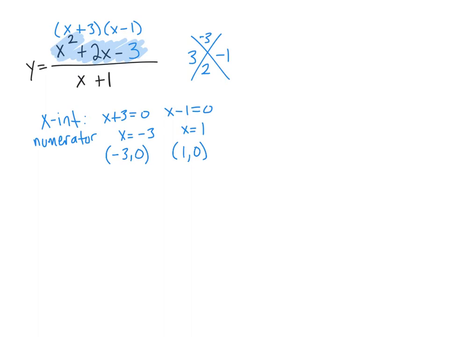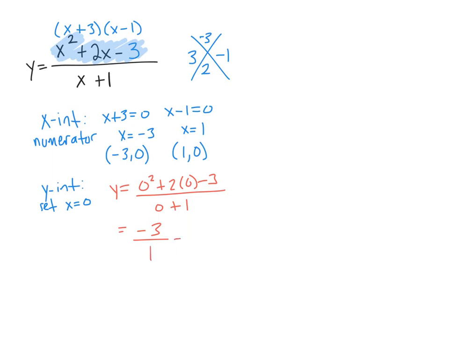Okay, now let's check out my y-intercept. Remember, I'm going to set x equal to 0. So I'm going to go back to my original equation. Let's use red. y equals 0 squared plus 2 times 0 minus 3, over 0 plus 1. So 0 squared is 0, 2 times 0 is 0, and -3 on top. And on bottom, I just have 0 plus 1, which is just 1. So that's just -3. So my y-intercept is (0, -3).